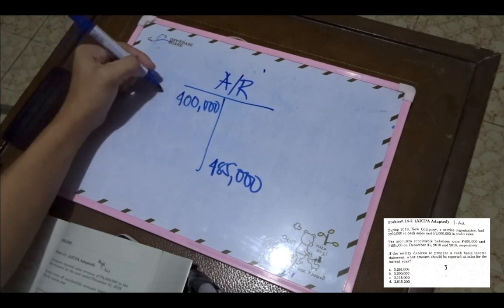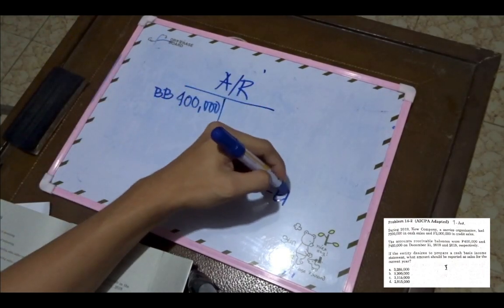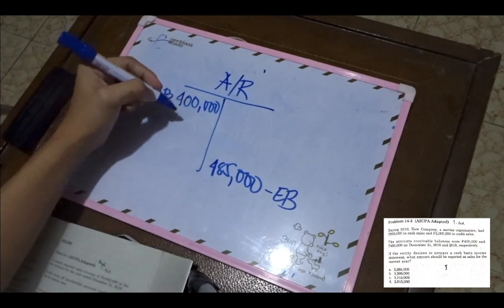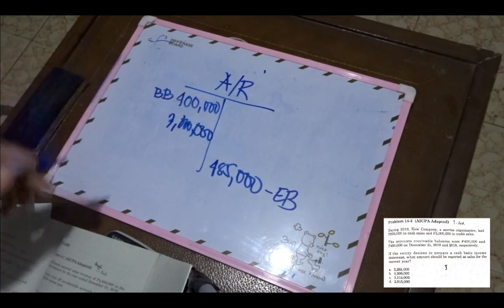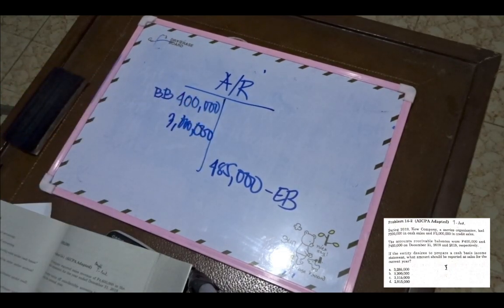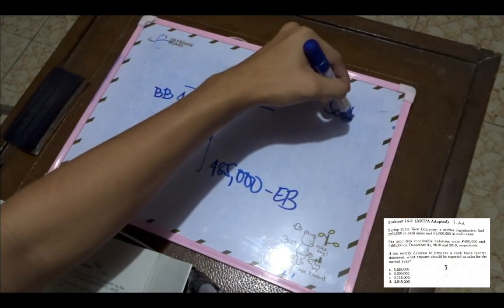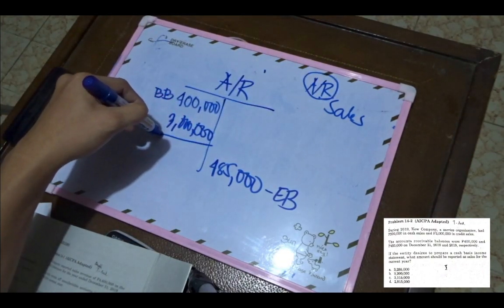So you have 400,000 beginning balance and 485,000 ending balance. And then we have, it had 3 million credit sales. So remember, how do we journalize the credit sale transaction? We debit AR, then credit sales. So AR is debited. That's why we put 3 million in AR.